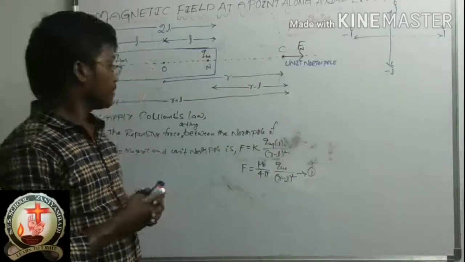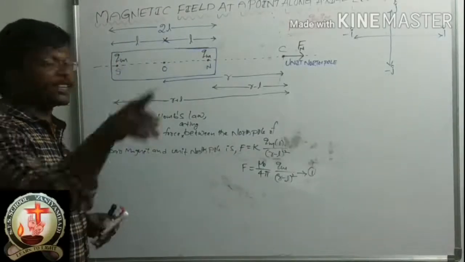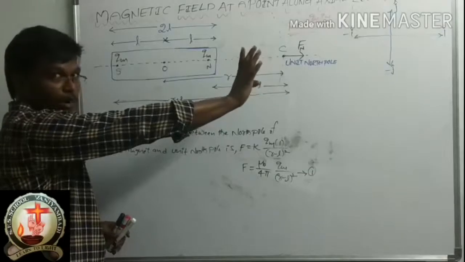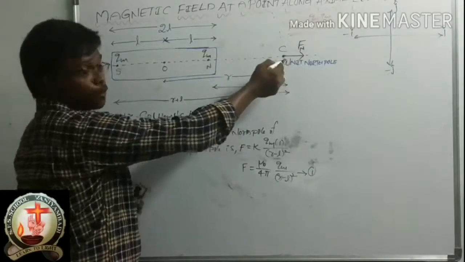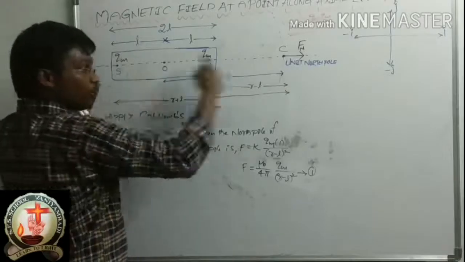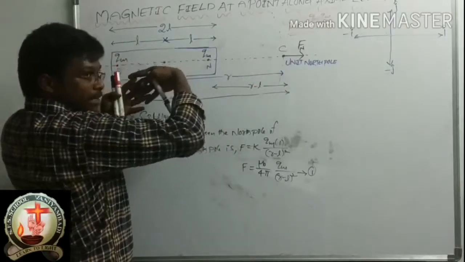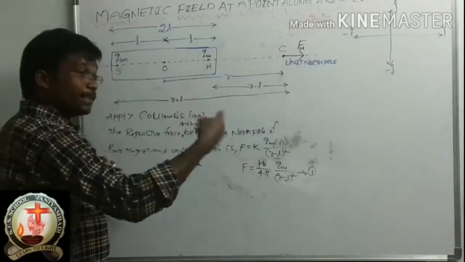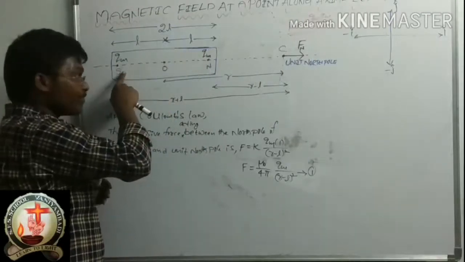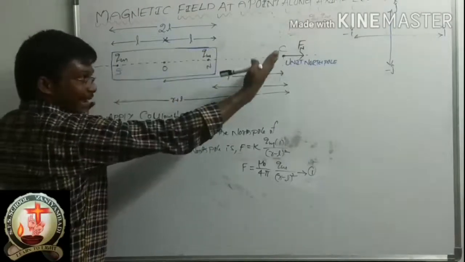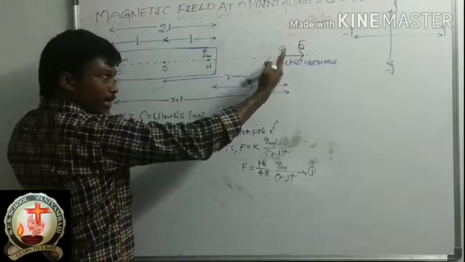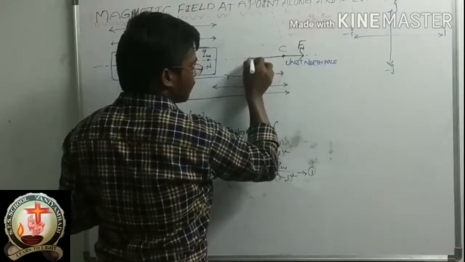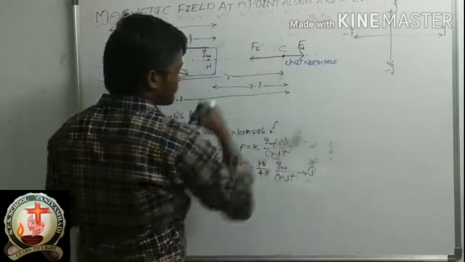Okay, and next one. Apply Coulomb's law with respect to the south pole. Now what will happen? This is the north pole, the unit north pole, and this is the south pole. South pole and north pole will always attract. Correct. North pole and north pole repel. So whenever you are applying Coulomb's law with respect to the south pole, what will happen? The south pole will attract this unit north pole. So the attraction force will act on this side. Fs.